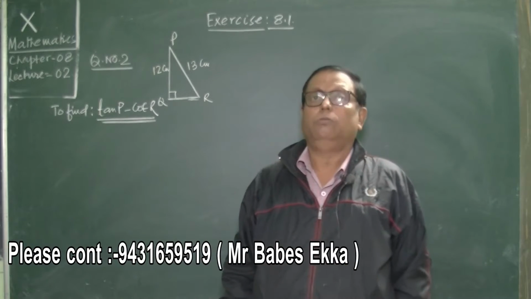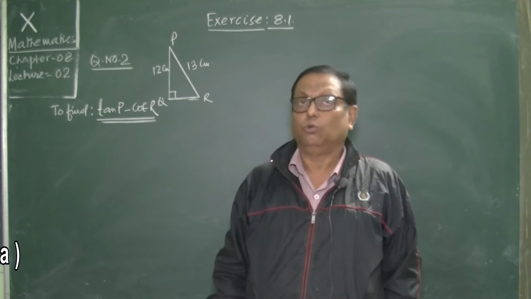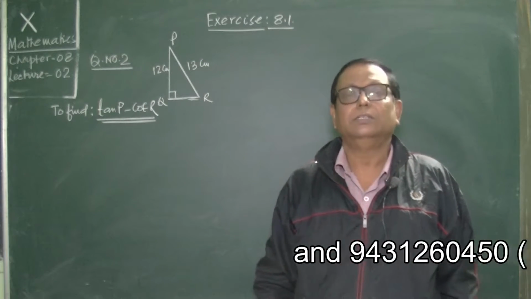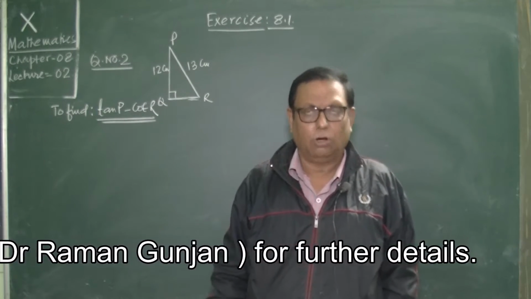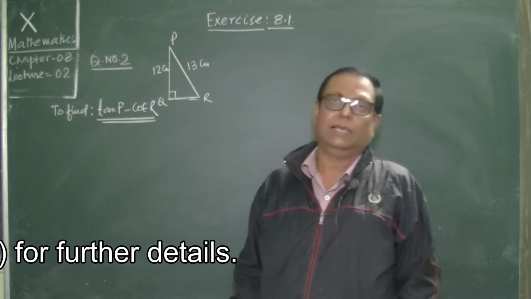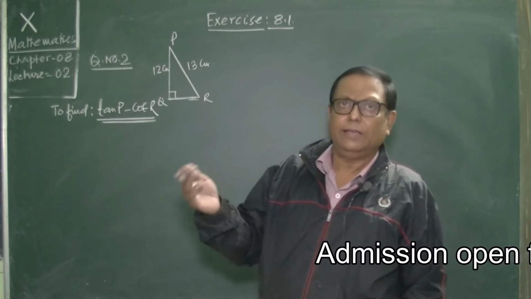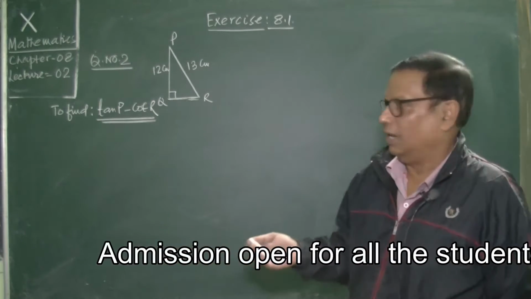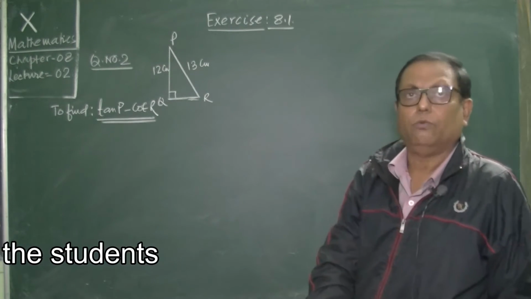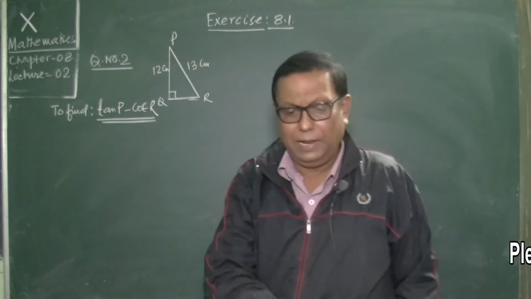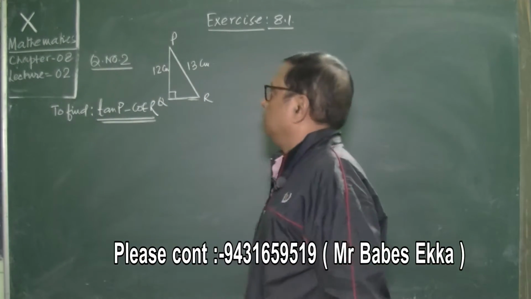I also told you two quotient relations, that is tan theta equals sine theta by cos theta and cot theta equals cos theta by sine theta. Now, in continuation of my previous lecture, today we are starting exercise 8.1, completely related with the concept that you learned in my last lecture.